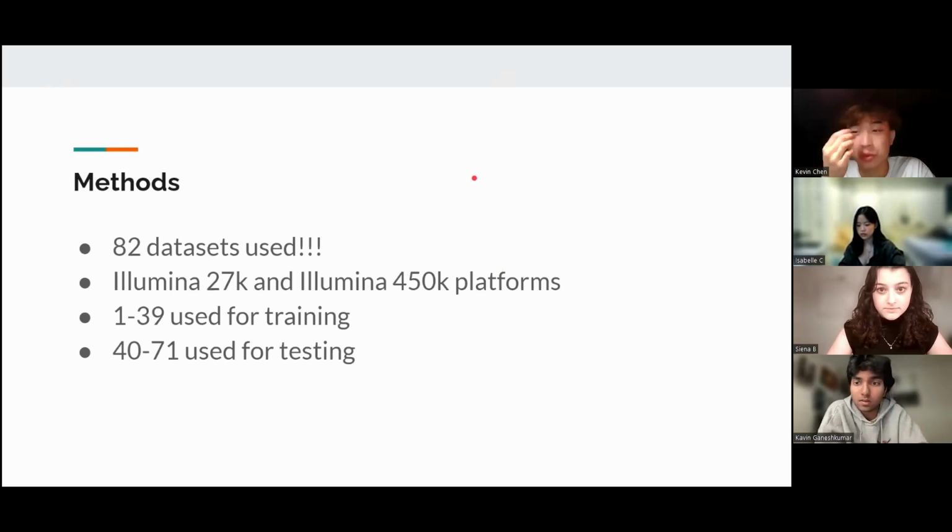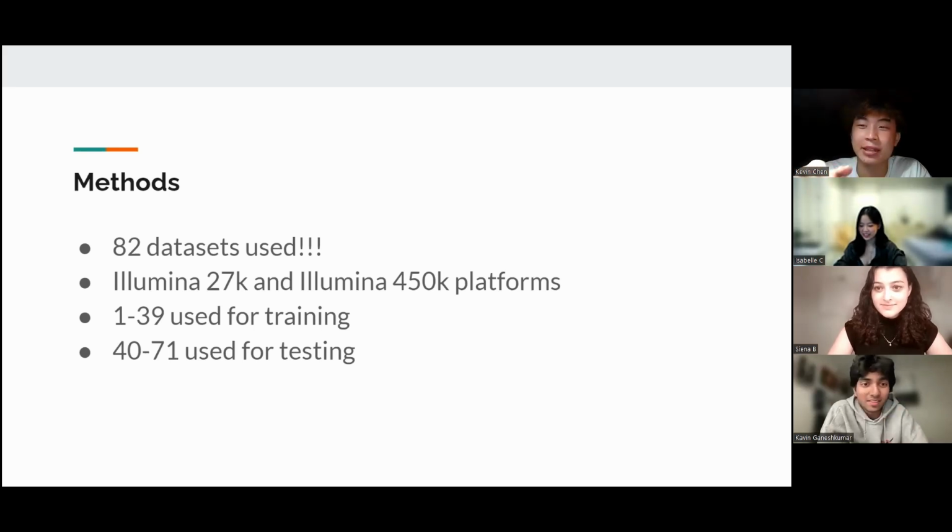Okay, so going into the actual study, they didn't generate their own data, they just got data from public sources, from 82 different studies. They searched online, found 82 papers, downloaded the data from those, cleaned it, pre-processed it, and then used it.